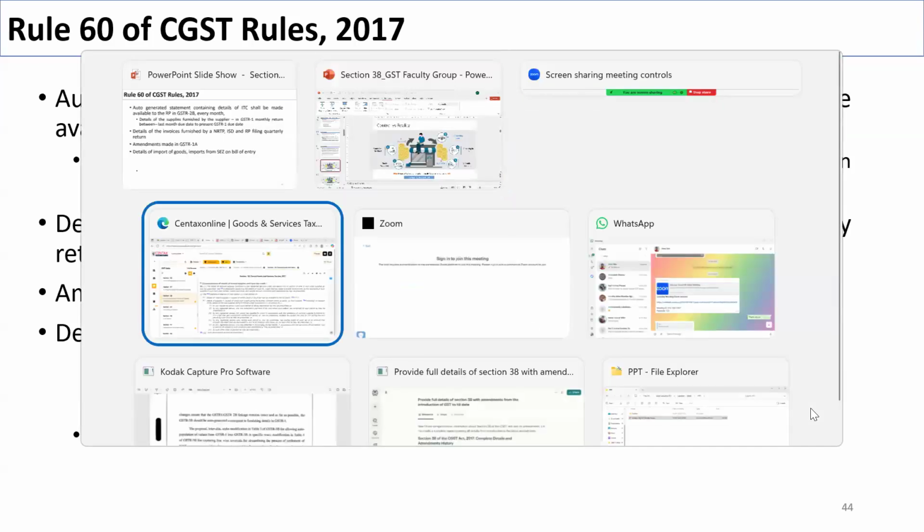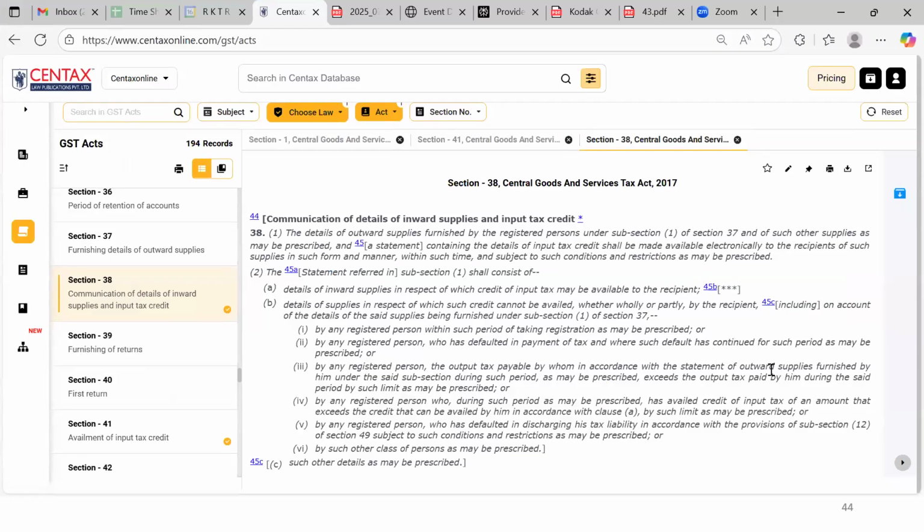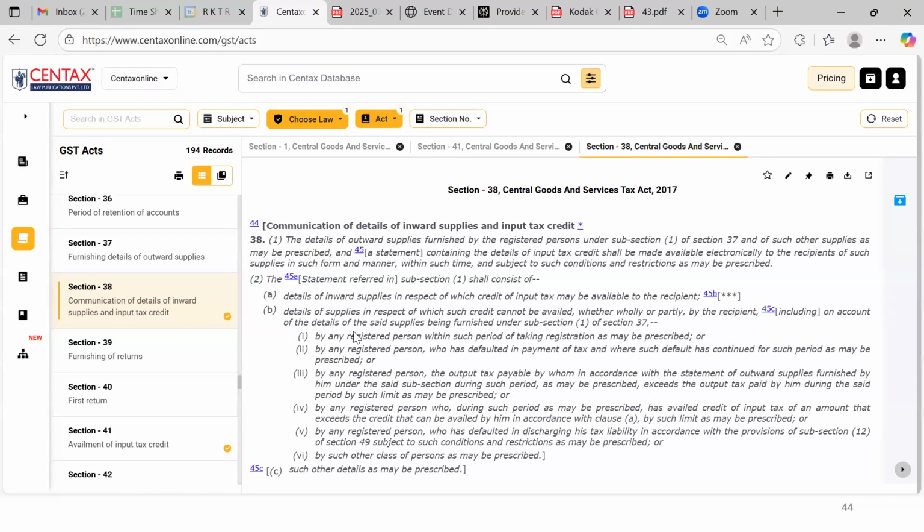Madam, can we just go over each of the conditions once again, please? Yes, sir. Taking the Act itself, the first condition is by a registered person within such period of time of taking registration as may be prescribed. This "as may be prescribed" has not yet come up. So what we can understand is that if any person takes a new registration, there is a possibility that if we buy goods from him for a certain period, ITC may be restricted. So this is the first condition, sir.